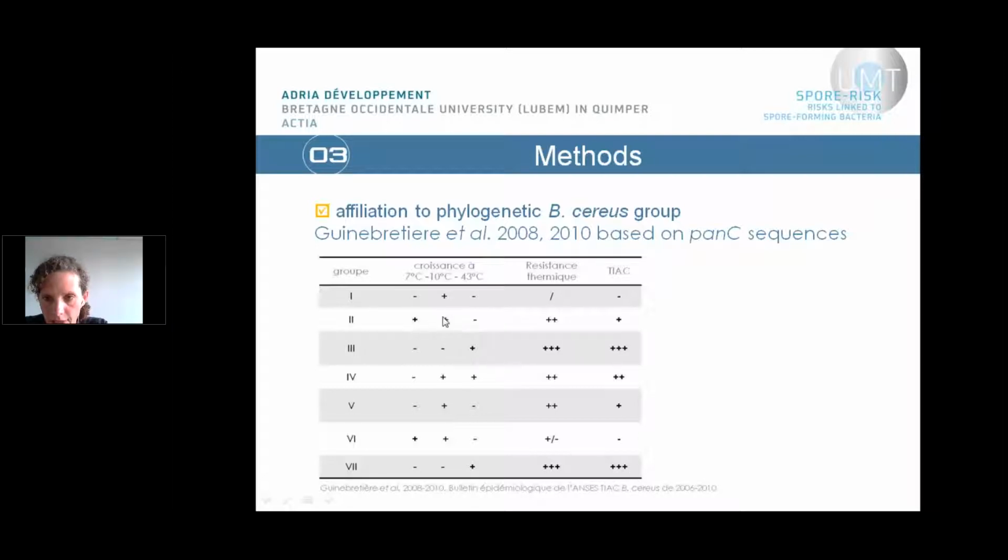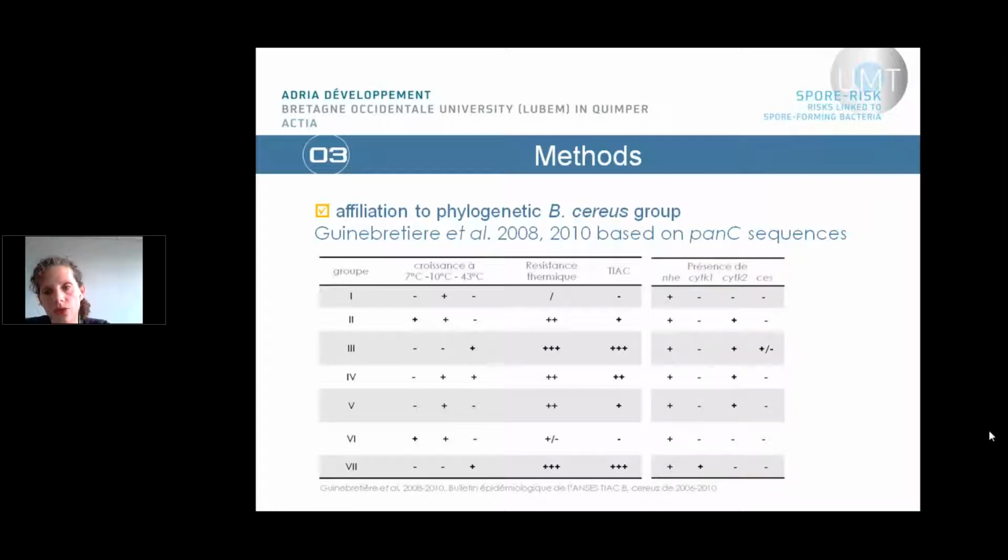Regarding growth, you have here group 2 and 6 psychrotolerant strains, while the others are more mesophilic. You also have information regarding the presence of genes. As you see, the genes encoding for enterotoxin are harbored by the chromosome, so you have the detection of all these genes for all the groups.